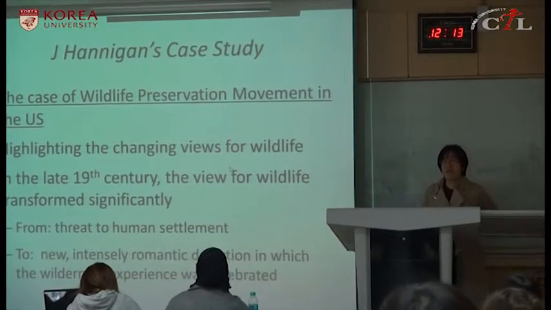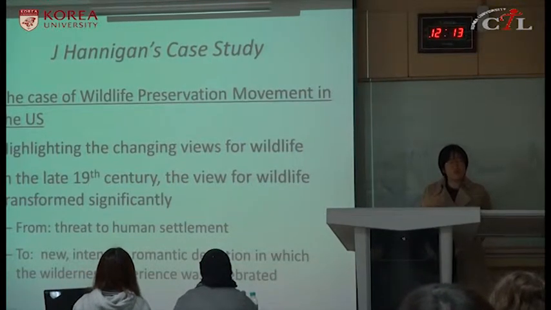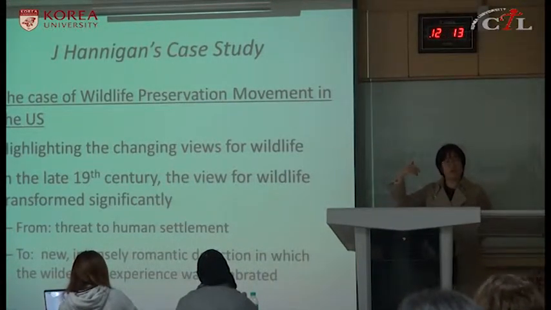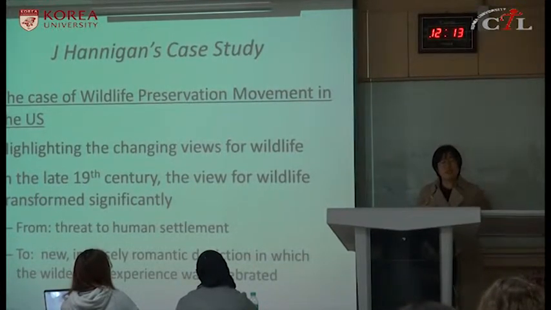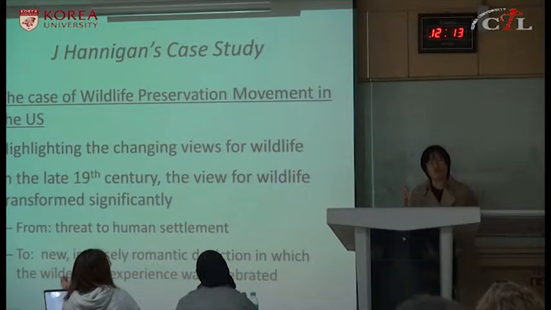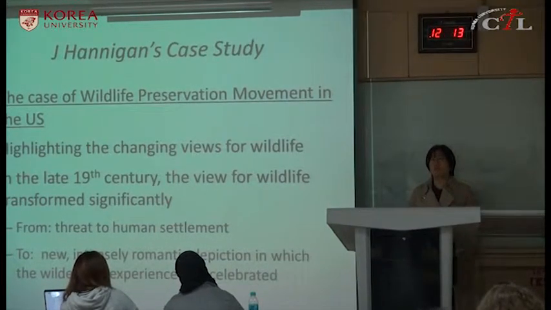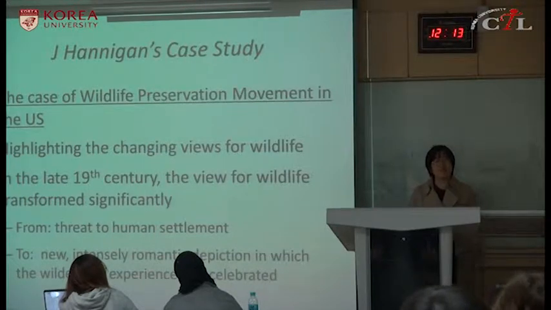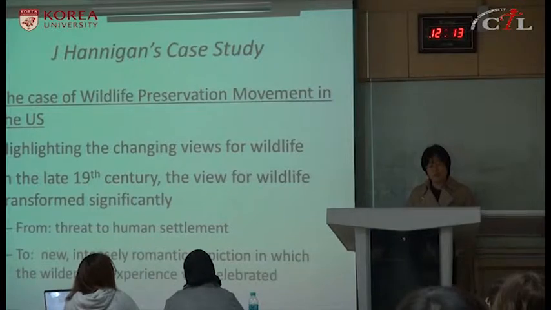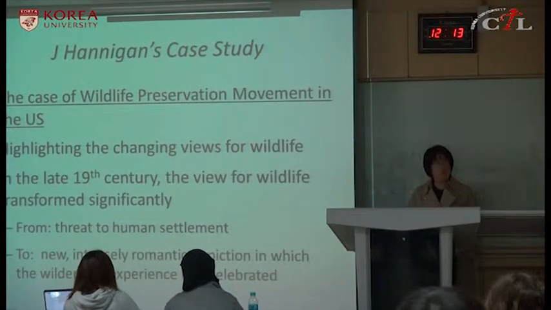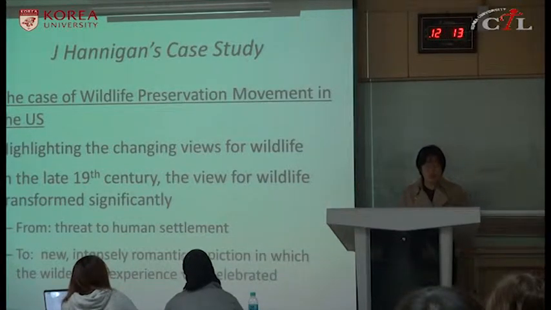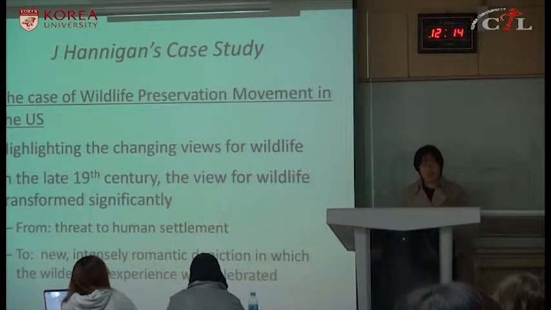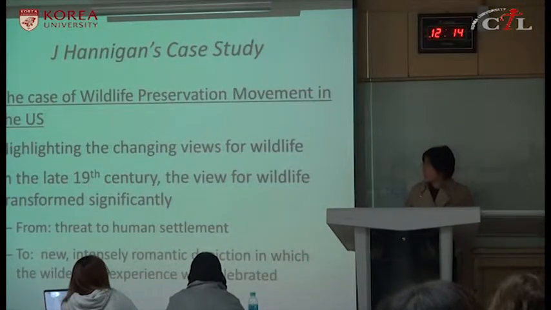Now I give you a case study, by John Hannigan, to support his argument. John Hannigan is the kind of king of the social constructionist perspective. His book was originally published in 1996, and the third edition was published in 2014, three years back. It has received a lot of attention, particularly the second edition, and it sold well. An academic book normally does not sell well, but the second edition of John Hannigan's Environmental Sociology book sold very, very well. Anyway, he provided this case study.